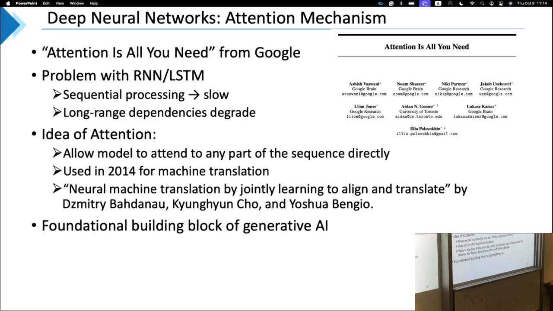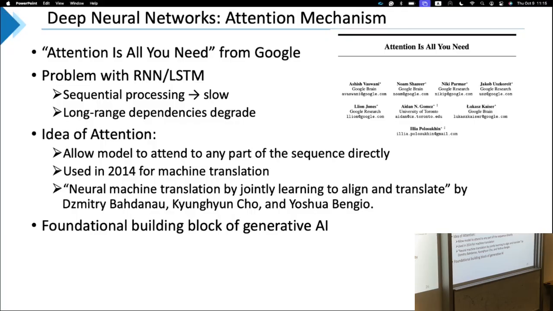vectors for each token. And the idea of attention is not new. Even before the large language model, it was already used in 2014 for machine translation. You can see this paper later on if you are interested.